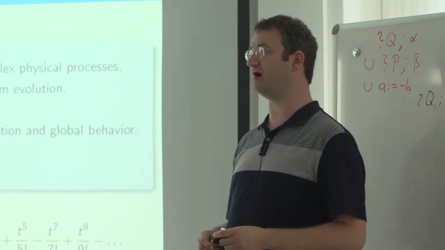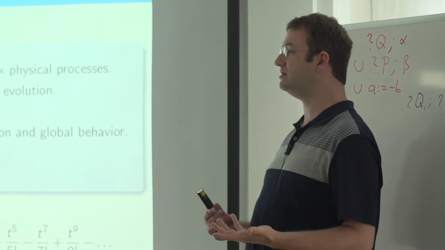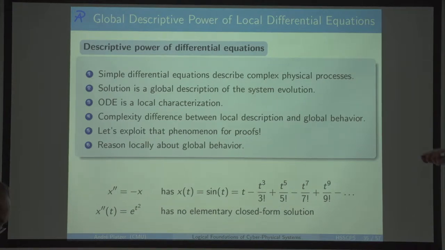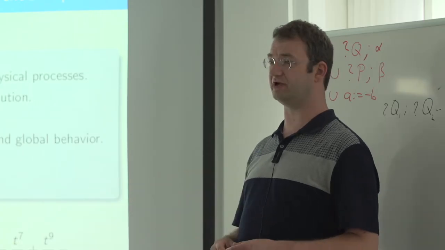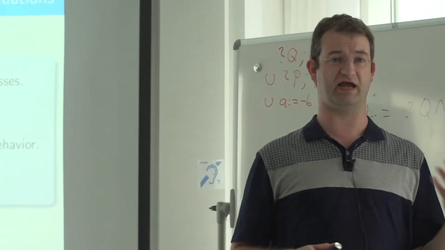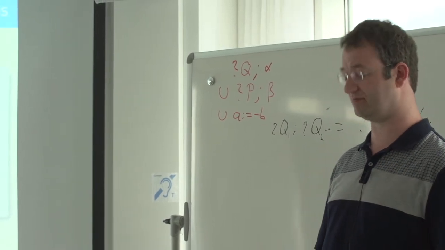So let's exploit that phenomenon now for proofs, just for differential equations. We want to reason locally about global behavior of continuous systems. And of course, this very simple differential equation, which even happens to be linear, second derivative of position is minus that position, has a sine function as a solution, which may not be so complicated because you've seen it a bunch, but if you expand it out, it's already more complicated. And the point is certainly that a linear ODE has a trigonometric function as a solution, and this differential equation, for example, doesn't even have an elementary closed form solution at all. So very simple ODEs can be descriptions for very complicated processes.